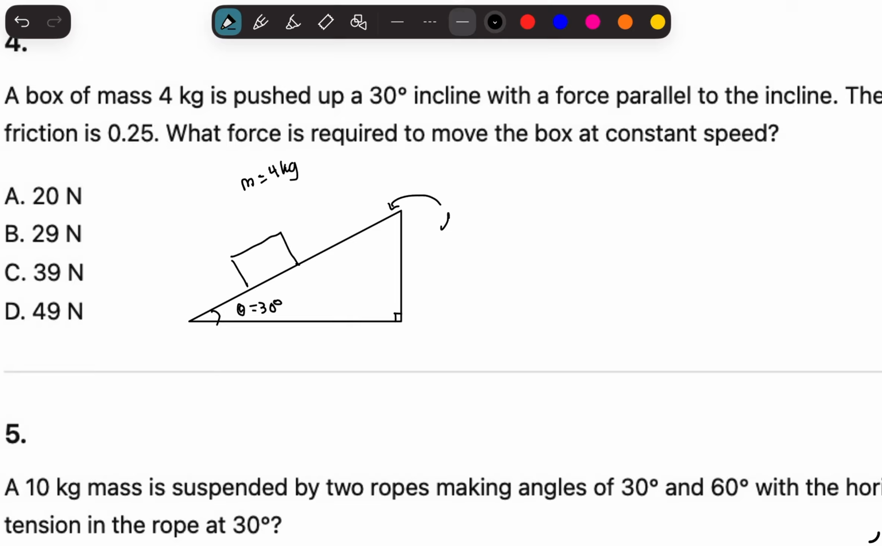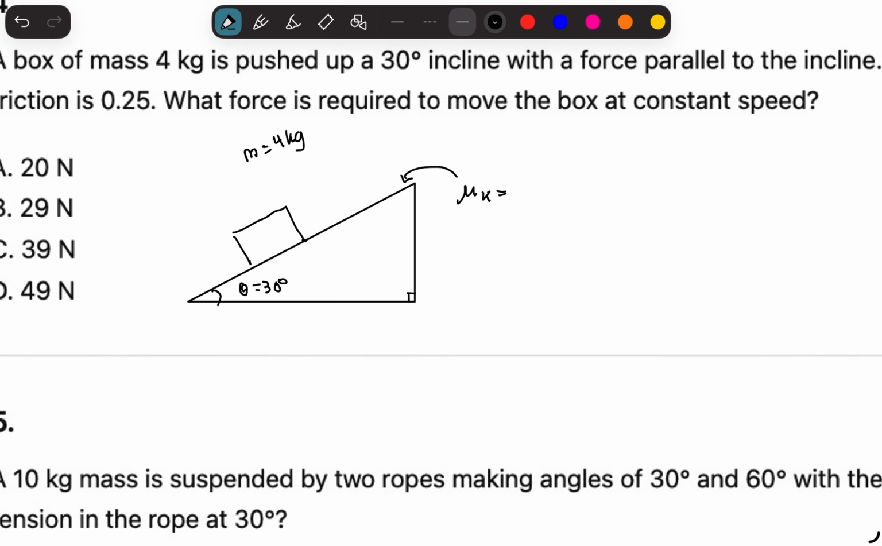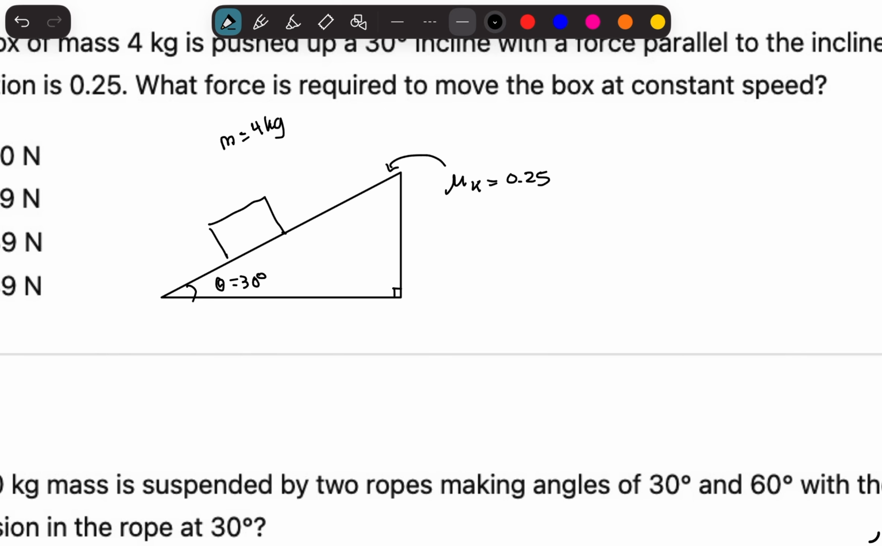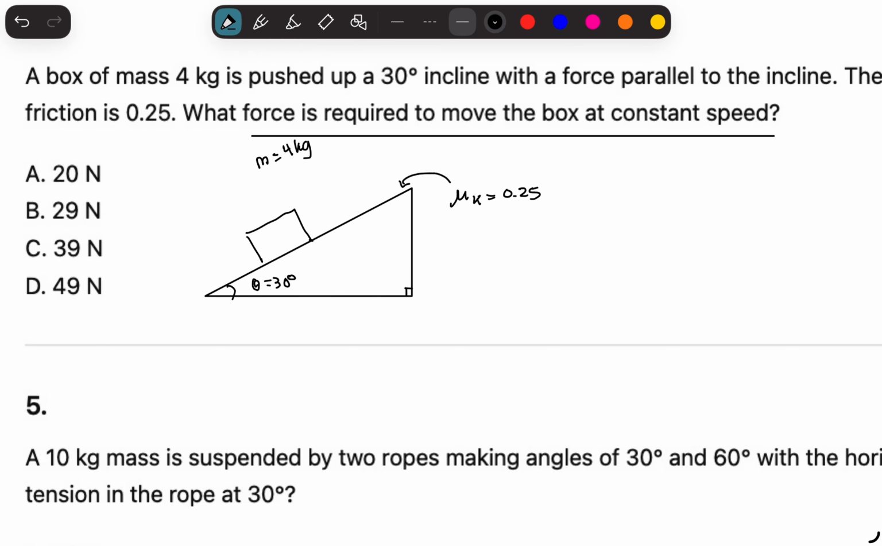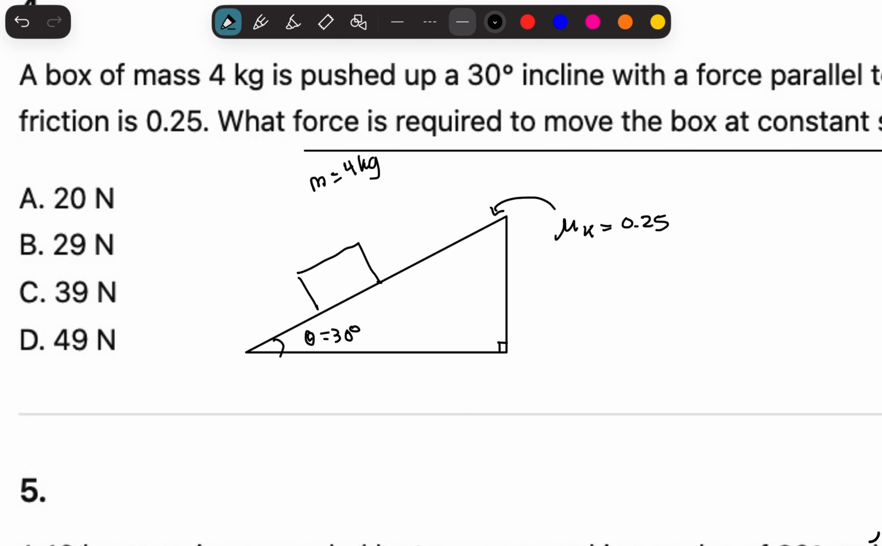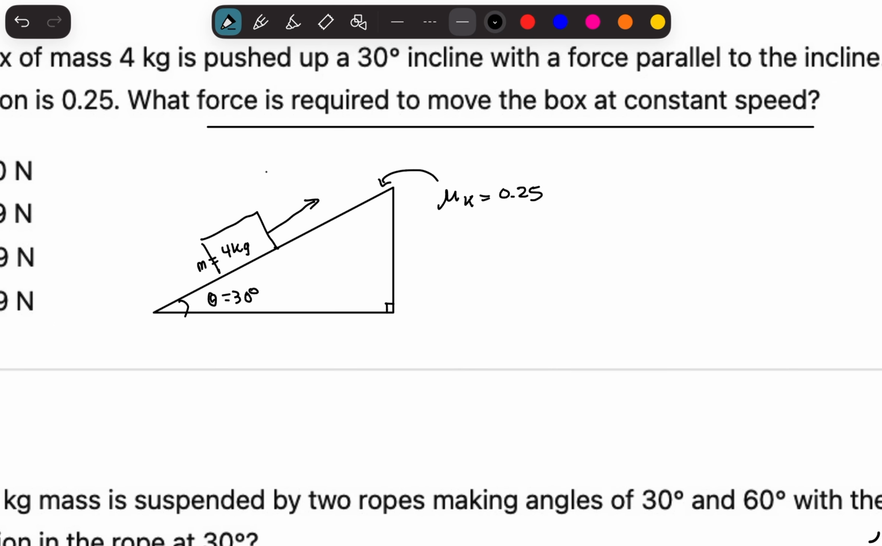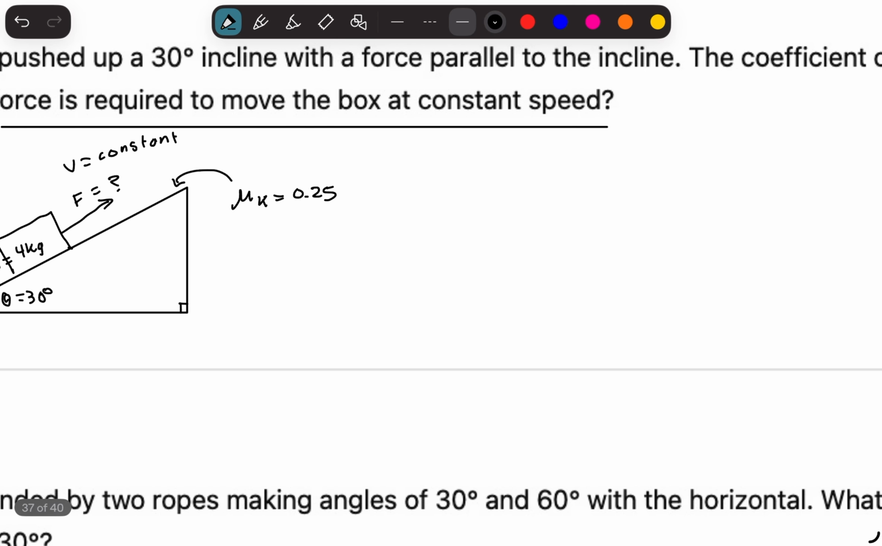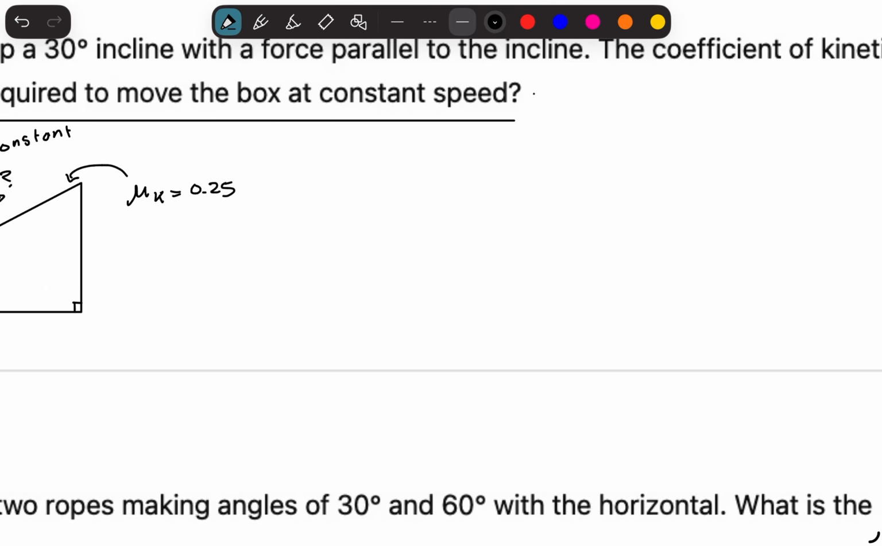Your coefficient of friction is going to be 0.25. What force is required to move the block at a constant speed? So what force is pushing it up at a constant velocity? We don't know what the force is. When you have constant speed, this means that your net force is equal to 0.